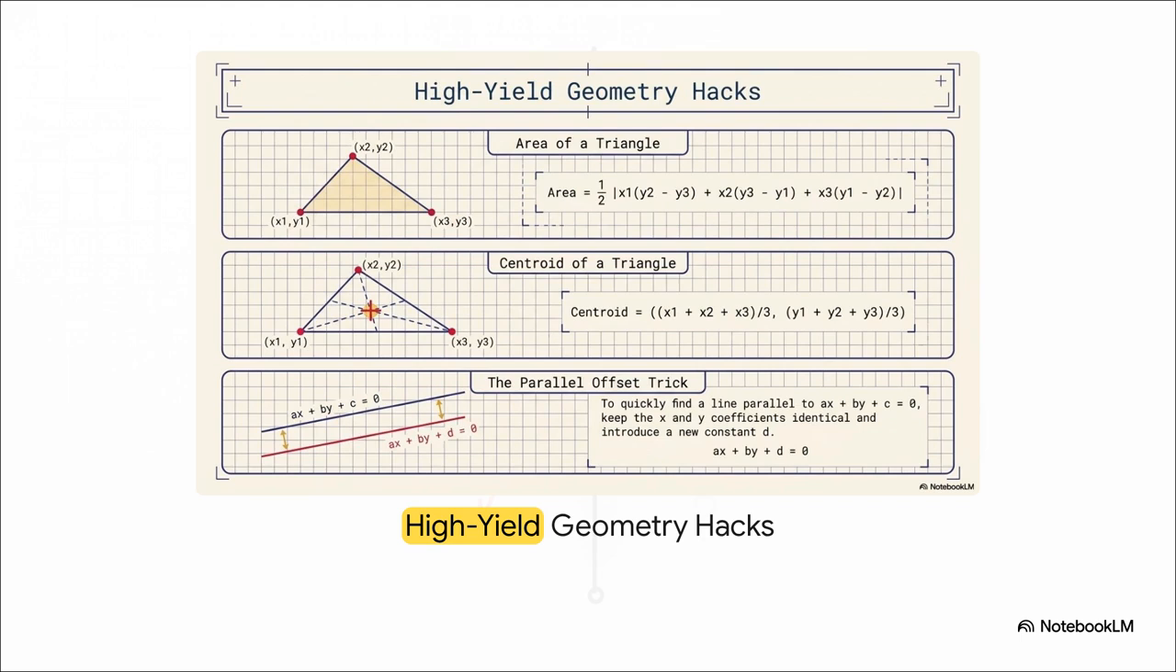But I really want to draw your attention to the bottom panel, the parallel offset trick. If you're given a line and you need to build a parallel wall right next to it, please don't waste time recalculating slopes. Just keep the a and b coefficients, the x and y parts, perfectly identical and simply introduce a new constant d. Boom! Instant parallel line, zero stress.